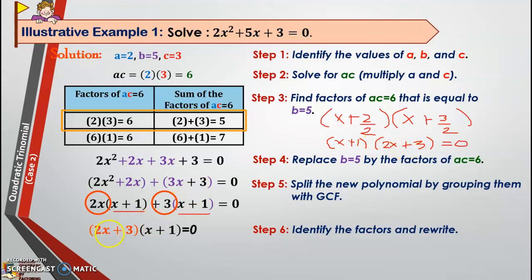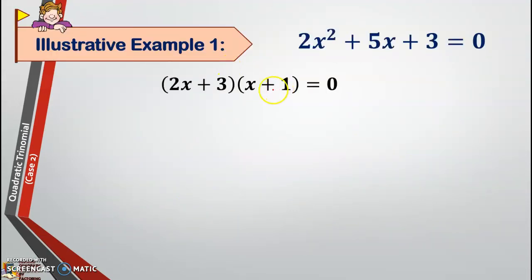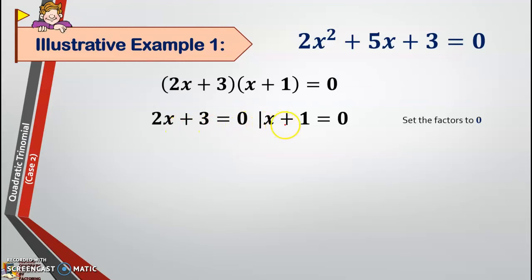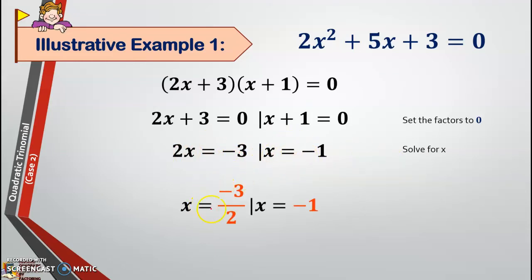Now that we have the factors, we solve for x. For that, we equate them to 0. 2x plus 3 equal to 0, and x plus 1 equal to 0. So 2x equal to negative 3, and solving for x, x is equal to negative 3 halves. You divide here. Then on the other side, x plus 1 equal to 0 gives x equal to negative 1. So the roots are negative 3 halves and negative 1.